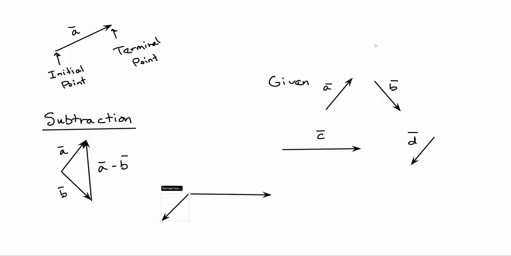From there, if we're doing C minus D, then we want to point from the end of D to the end of C. So this was D, this was C. We want to point from the end of the negative one to the end of the positive one. So if you have C minus D, then C is positive, so that's where the arrow points to. D is negative, so the initial point is at the terminal point of D. Okay, so that's subtraction.